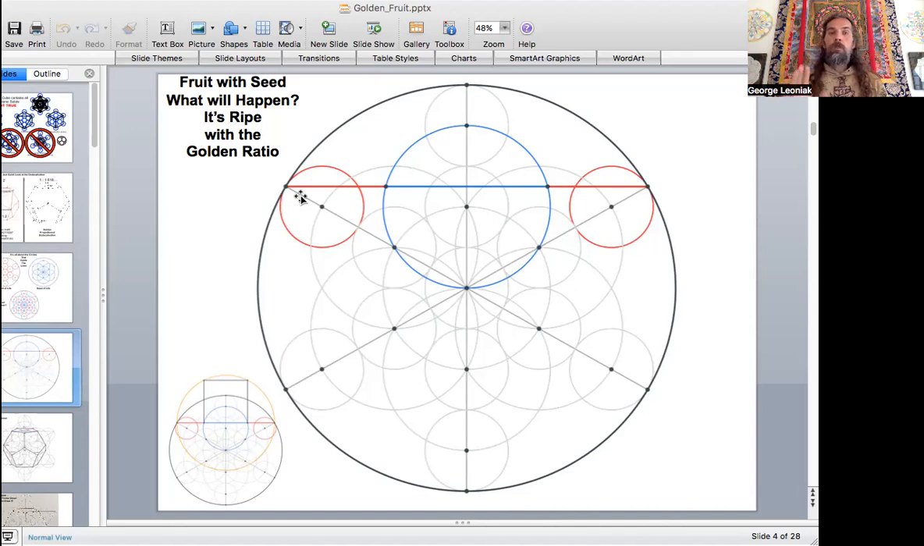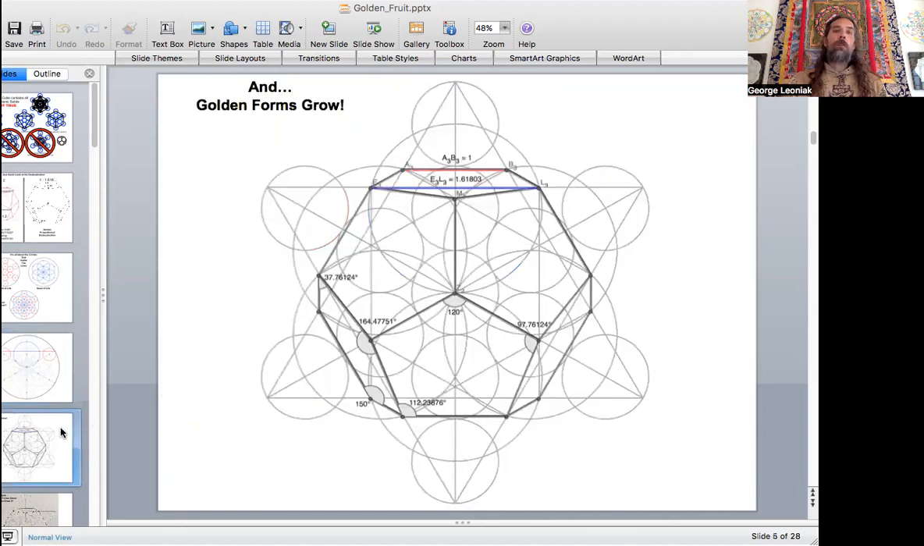So that was a cool discovery to see what happens when that seed and fruit come together. We actually get very ripe. The whole drawing becomes ripe with the golden ratio. And of course, for me, once that shows up organically in the drawing, just by the combination of those two circles, well, that now allows for the opportunity to construct a golden ratio proportion dodecahedron.